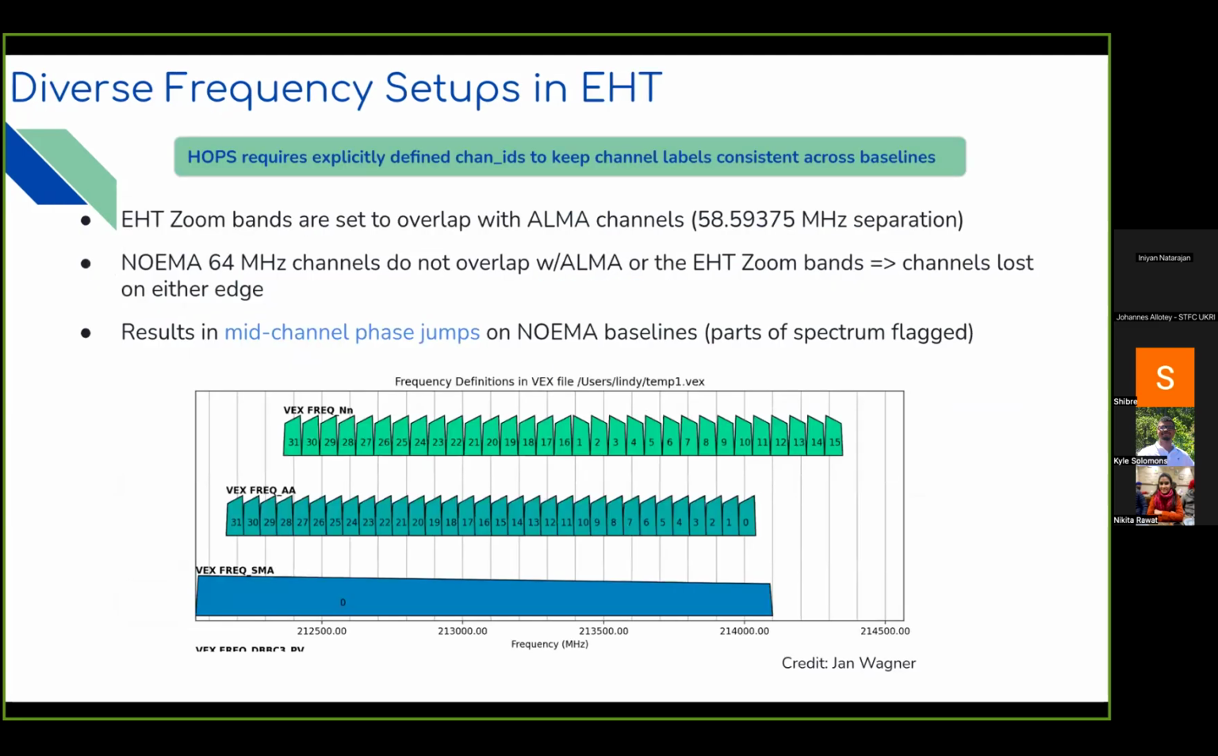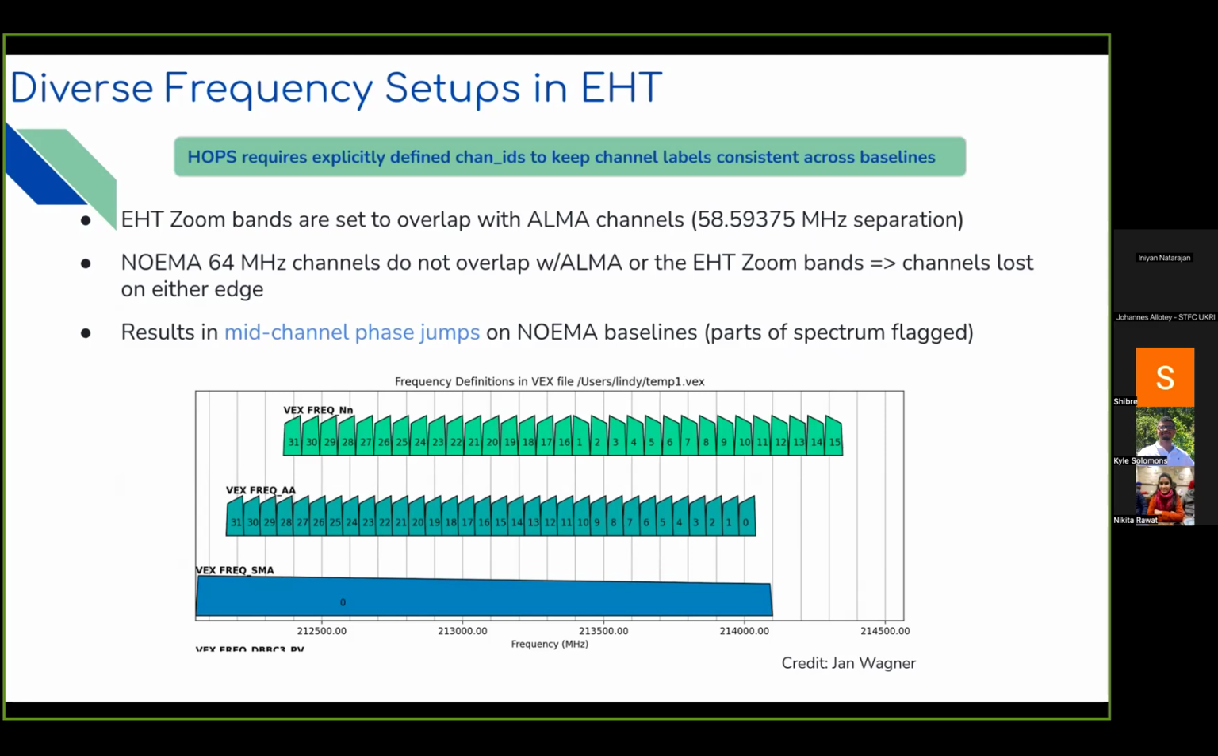So in addition to this whole process, we made some more improvements to our software. The EHT bands are about 58 megahertz per channel over a 2 gigahertz bandwidth. And they're set to overlap with the ALMA channels, because the ALMA channels are of a different size. But then in 2021, NOEMA became part of the EHT array, which had yet another different size for each of their individual frequency channels. So now we have the frequency bands that we expect for the EHT, but ALMA has something else and NOEMA has something else too.